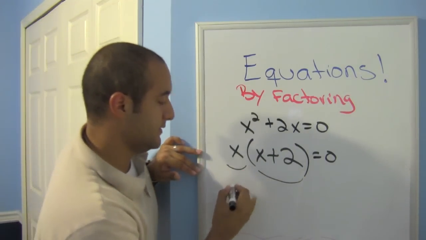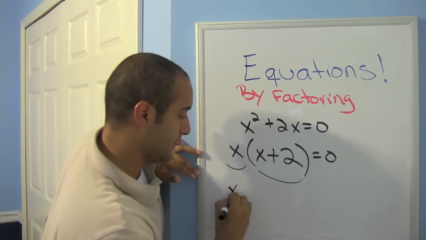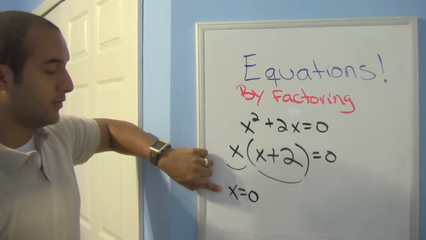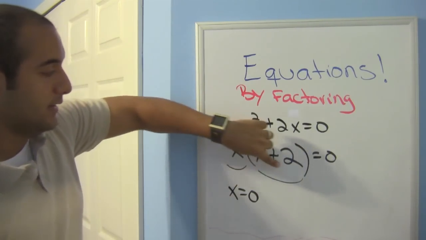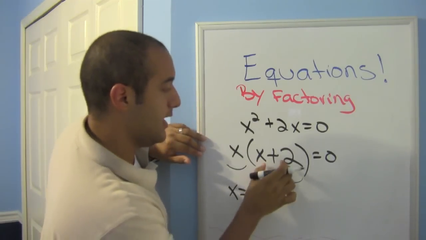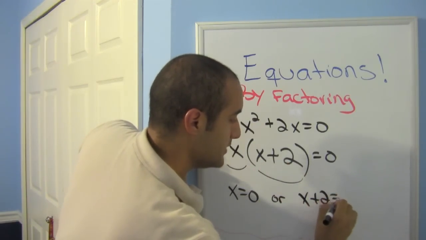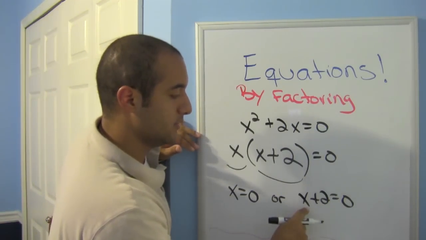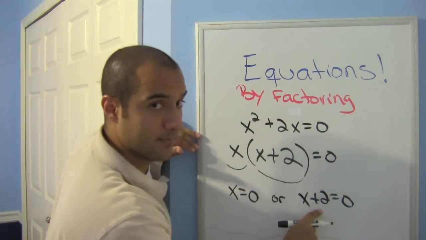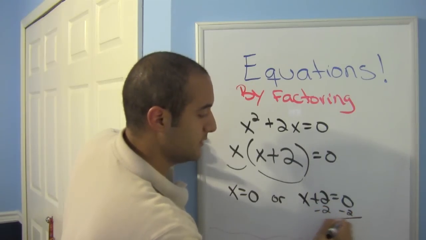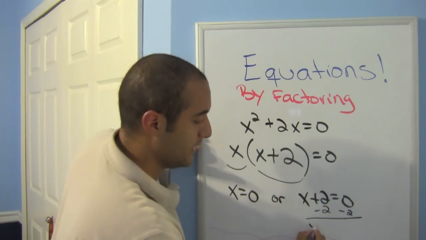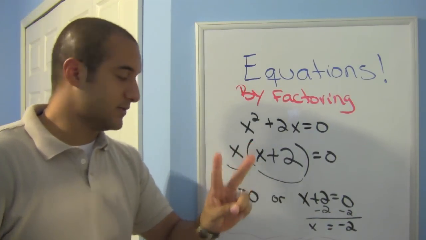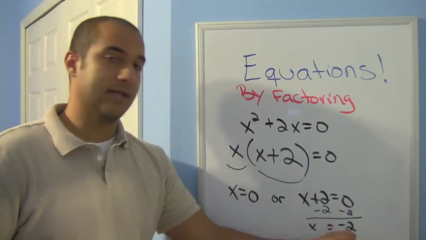So our first possibility is this term, x is equal to 0. Do we have to do any more work? No, we're done with this one. Or x plus 2 is equal to 0. Well, here we do have to do work. So we want to solve for this x. So subtract 2, minus 2, minus 2. I didn't touch the x, I'll bring it down. X is equal to negative 2. So this one has two answers. Either x is 0 or x is negative 2.